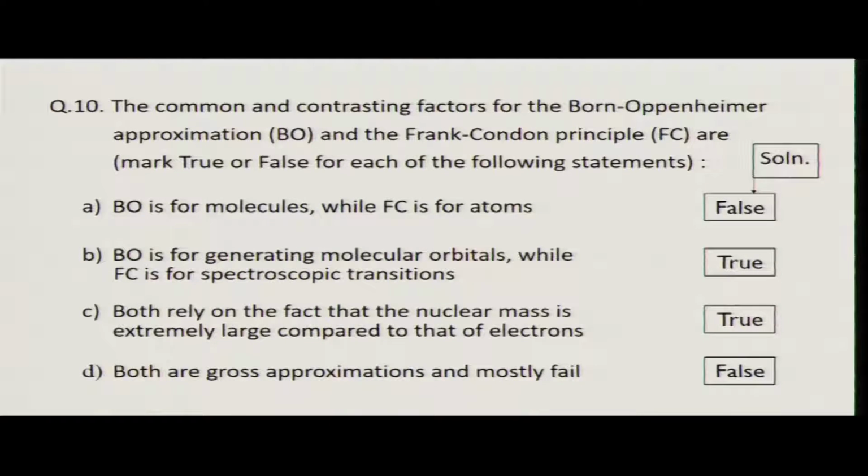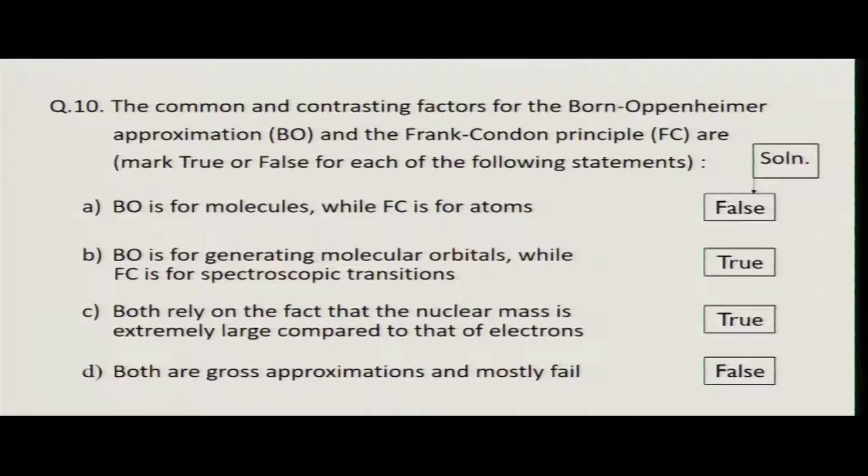concerning the approximations that are very important and very useful, and so this is what the statement was discussing. The common and contrasting factors for the Born-Oppenheimer approximation and the Franck-Condon principle are tested in terms of true or false. Born-Oppenheimer is for molecules, whereas Franck-Condon is for atoms. Now, this is not true, as we will see.